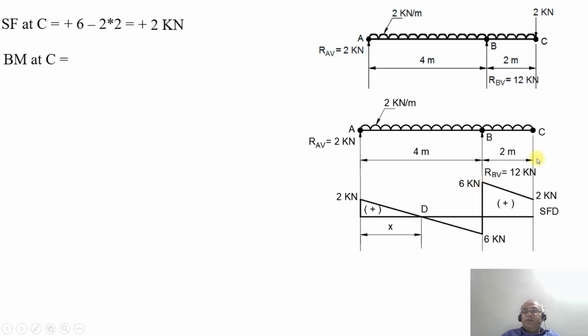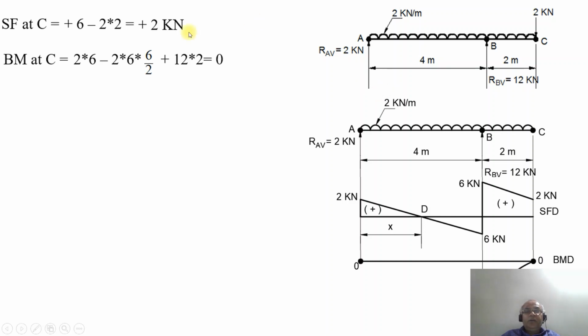So what will be the bending moment at the point C now? BM at C will be equal to 2 into 6 minus 2 into 6 into 6 by 2 plus 12 into 2, which is equal to 0. So on simplification, it becomes 0. Therefore, the bending moment at the point B, which was 8 kilonewton meter, becomes 0 when it comes to C. So join these two by means of a parabolic curve because it is a UDL.